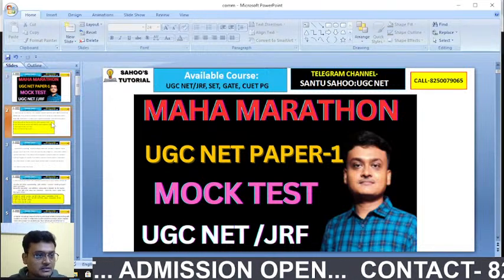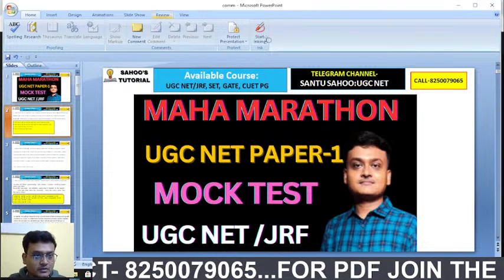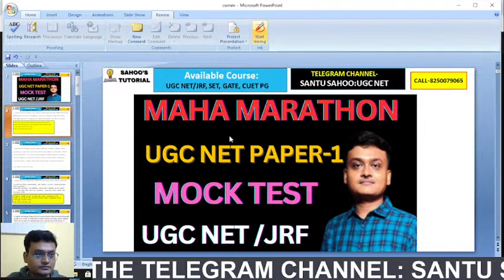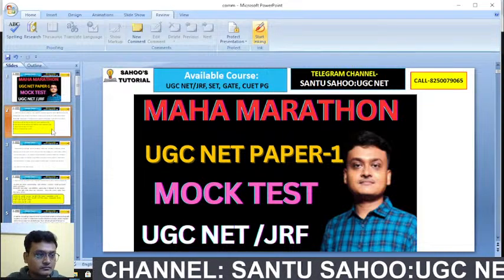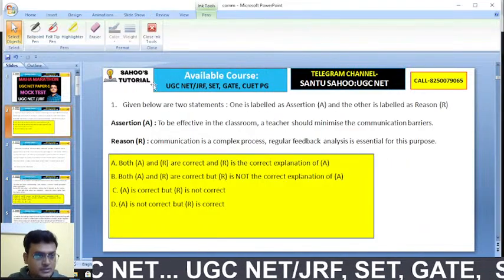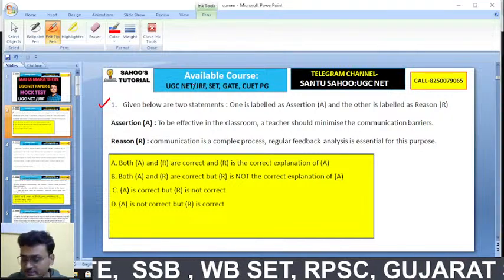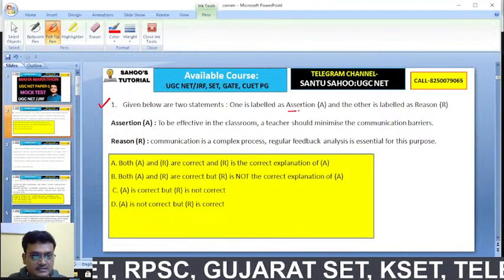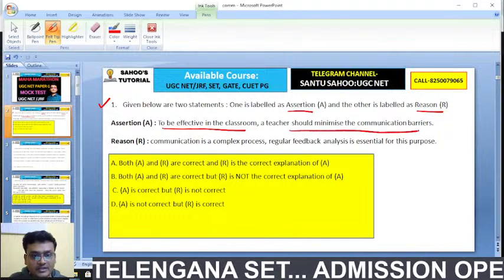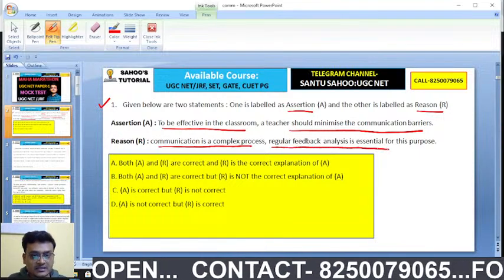Let's begin the session, and here is the first question on your screen without wasting your time. Given below are two statements. One is labeled as assertion, another one is labeled as reason. Assertion: to be effective in the classroom, a teacher should minimize the communication barriers. And communication is a complex process. This is the reason: regular feedback analysis is essential for the purpose.